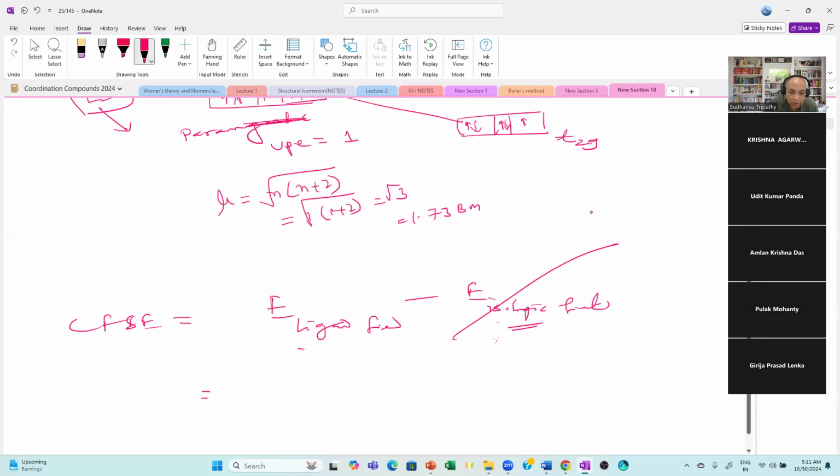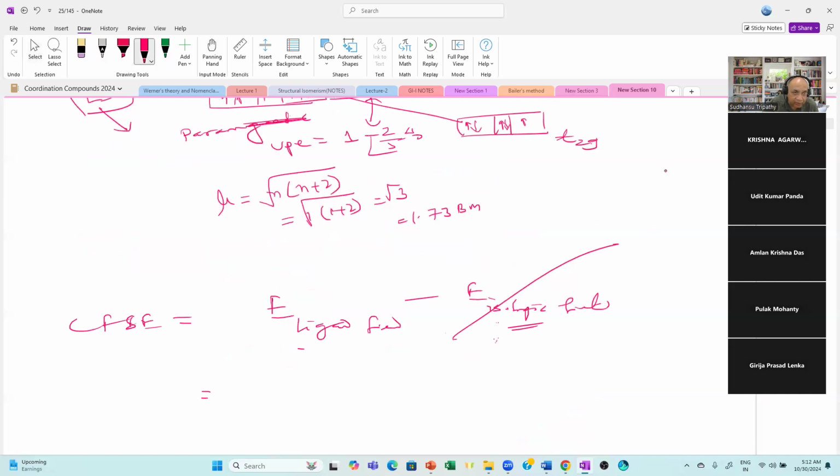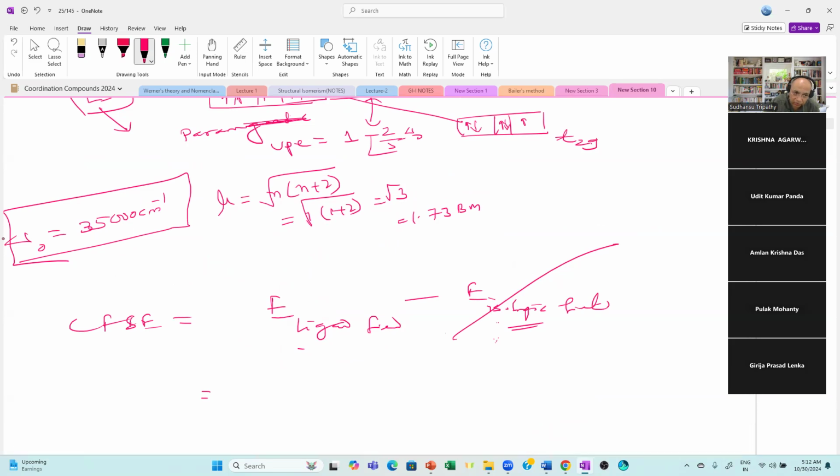So we count the number of electrons in the t2g and eg set, and eg is above by 3/5 delta O, and t2g is below by minus 2/5 delta O, that you know. So in terms of delta O, supposing I give you delta O, write down 35,000 centimeter inverse. So you find out in terms of centimeter inverse. If you are asked to find out in joule, you can also find out in joule.